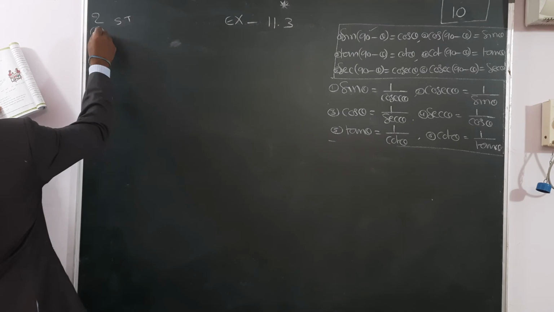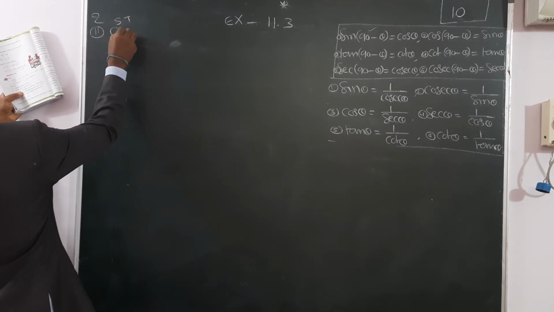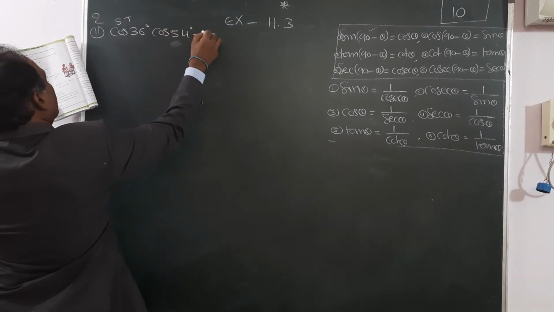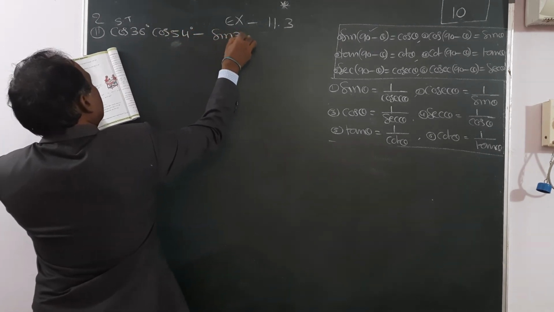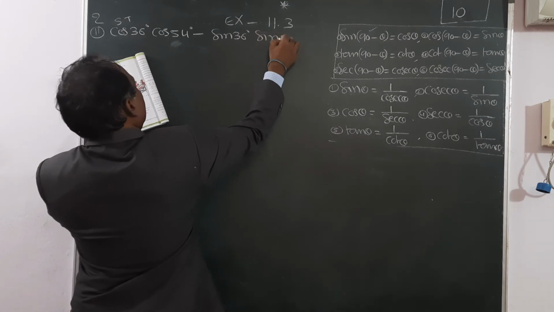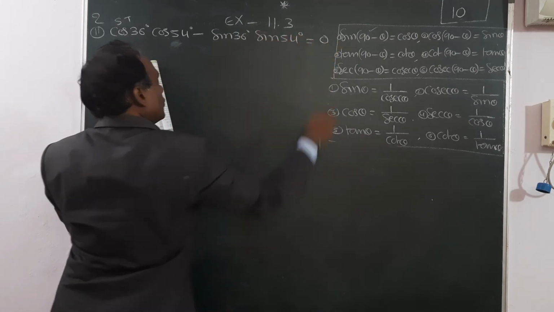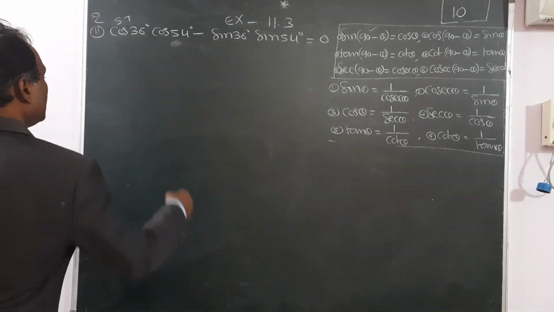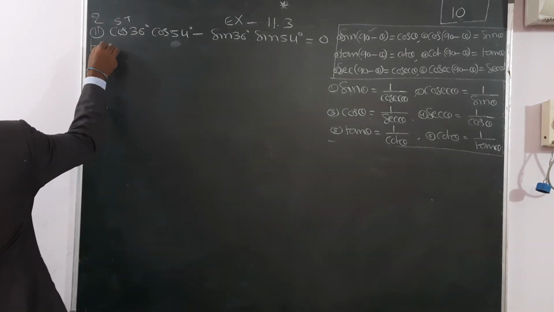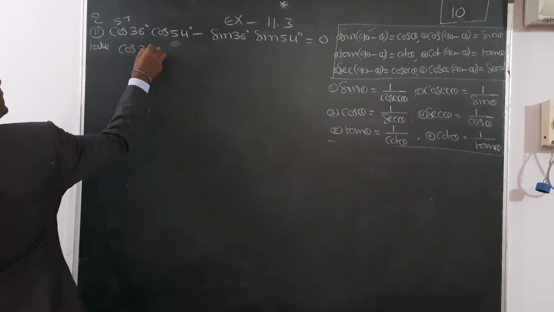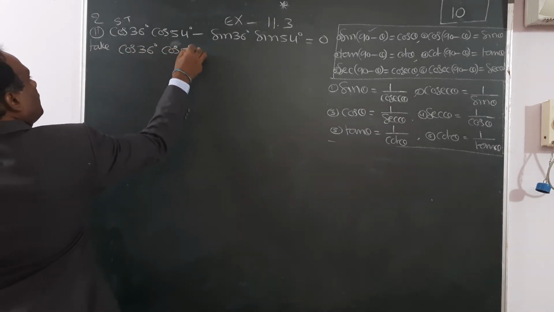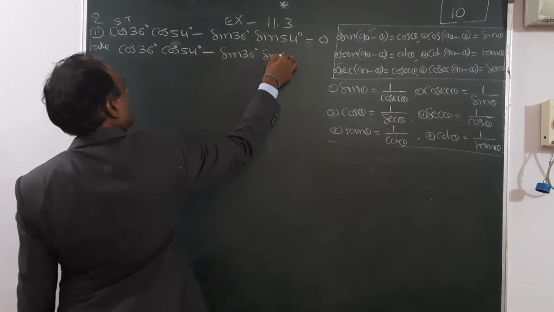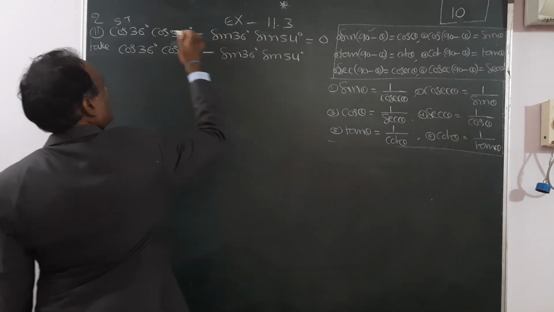See here, second bit. Cos 36 degrees cos 54 degrees minus sin 36 degrees sin 54 degrees is equal to 0. We have to prove that the answer is 0. Now take the left side: cos 36 degrees cos 54 degrees minus sin 36 degrees sin 54 degrees. I am taking the total left side.